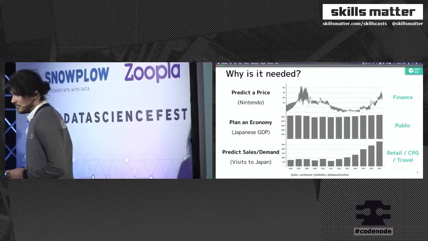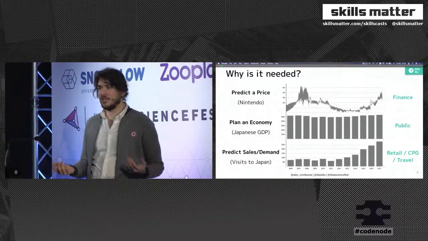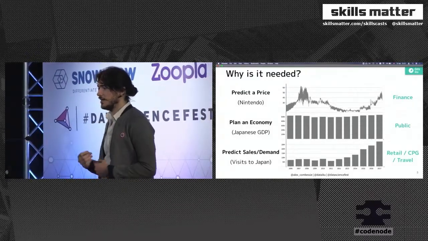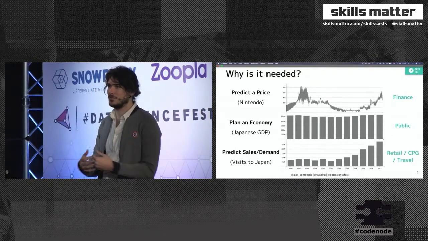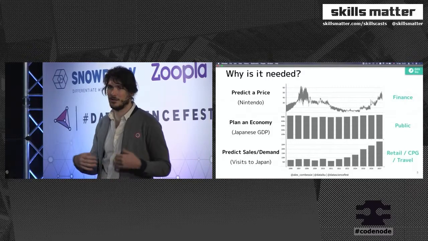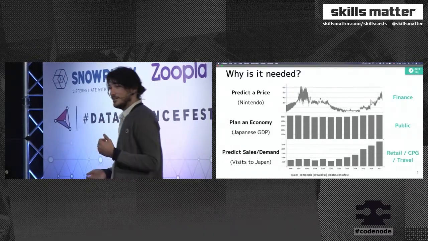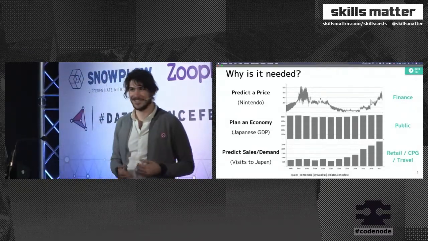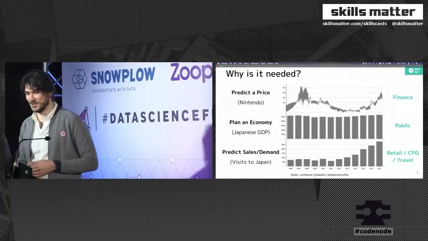And then in retail, CPG, and in the travel industry, it's super, super important. How do you predict the sales and the demand, which is related, but actually slightly different to predicting a price in a marketplace. So these are visits to Japan. Even though the Japanese GDP is fairly flat, people are actually interested in visiting this country. It's very nice. If you've not been, you should.